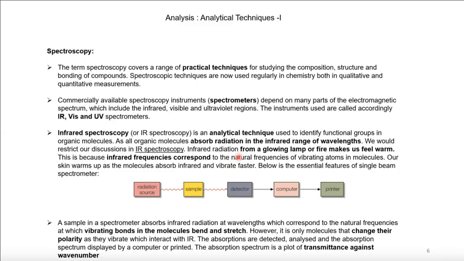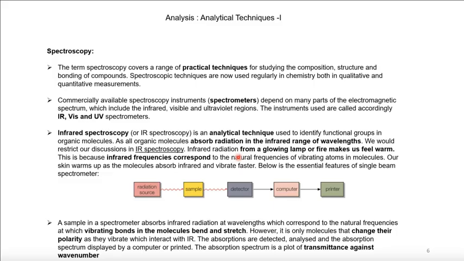Infrared radiation from a glowing lamp or fireworks feels warm, and this is because infrared frequencies correspond to the natural frequency of vibrating atoms or molecules. Our skin warms up when the molecules absorb infrared and vibrate faster. That's why we feel warm when we put infrared rays on some parts of our body. Okay.